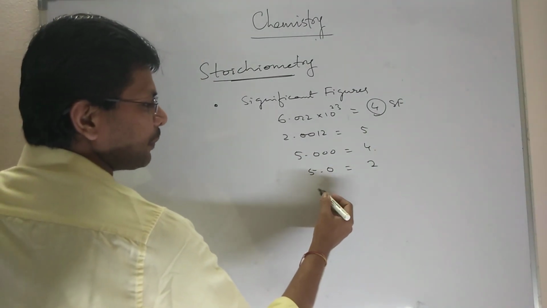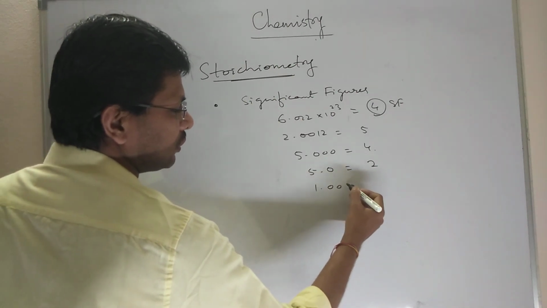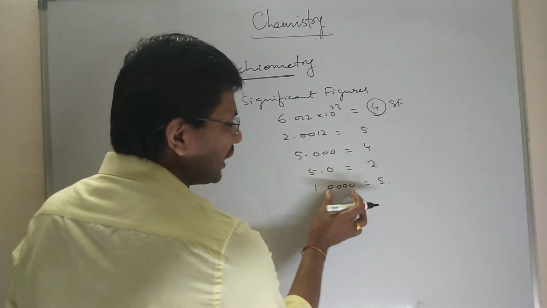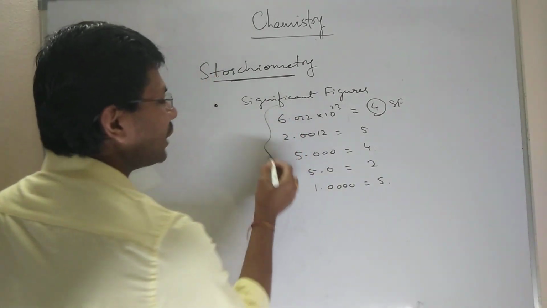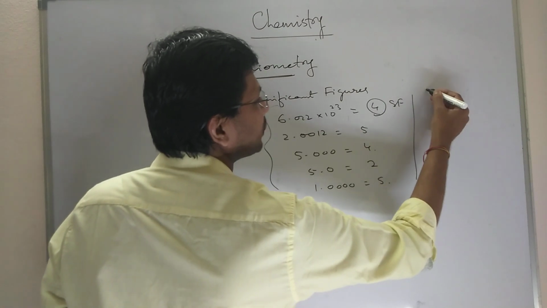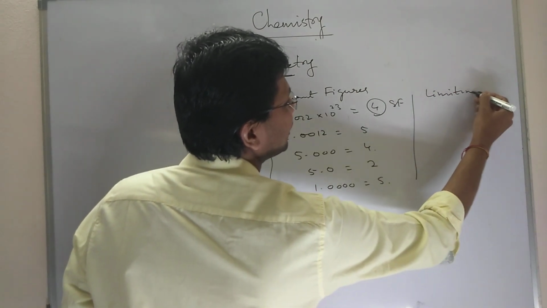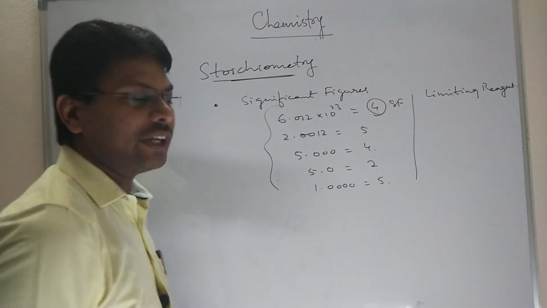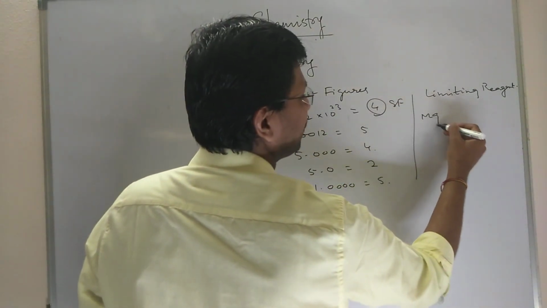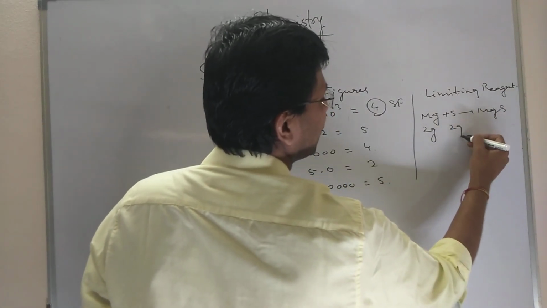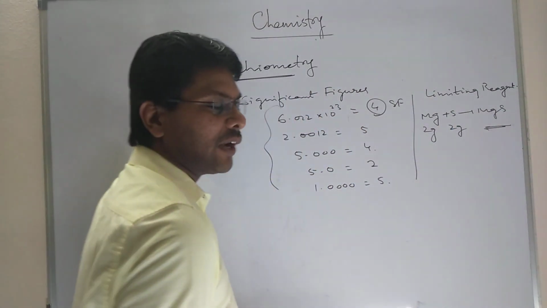Suppose they ask you 1.0000, it will have 5 significant figures, because after the decimal the zeros are significant. So they can ask you questions based on significant figures. Apart from this, they can ask you questions based on limiting reagent. A reagent which is totally consumed during the reaction is called a limiting reagent. Like magnesium plus sulfur gives magnesium sulfide. If you take 2 gram magnesium and 2 gram sulfur, what is the amount of magnesium sulfide formed?